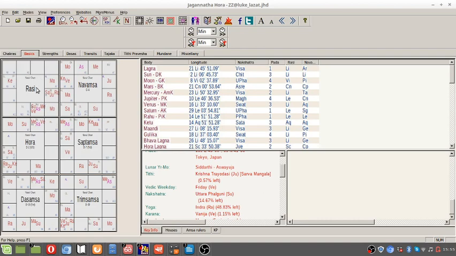For this purpose we have to see where the angular lords are, that means the lords of the 1st, 4th, 7th and 10th house, because these are the karma houses which indicate where we will be active, where our activities are.